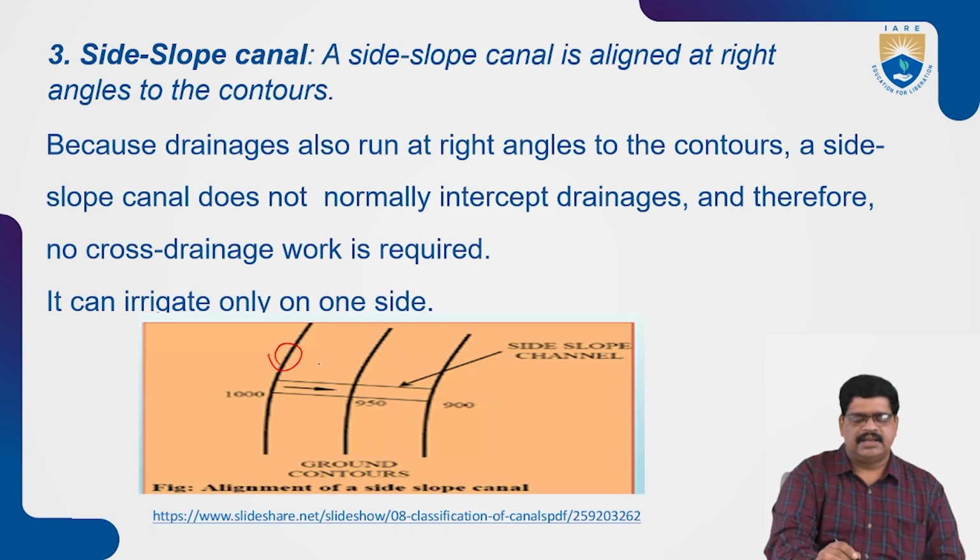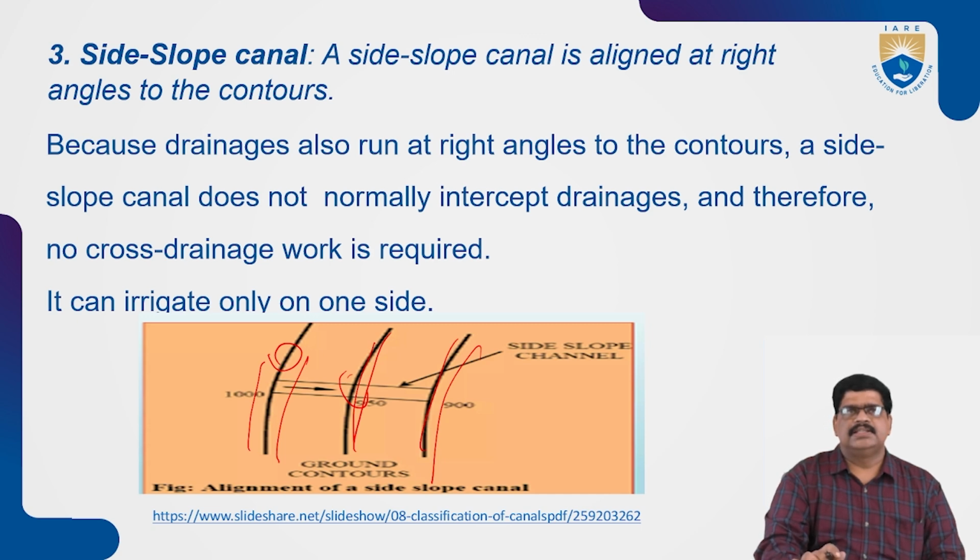Here the levels are 950 and 900, the ground contours. The side slope canals are provided like that. Each canal is taken separately, and it can irrigate only one side. The side slope channel is aligned at right angles to the contour. A side slope canal does not normally intercept drainage, therefore no cross drainage works are provided here. So it irrigates only one side.